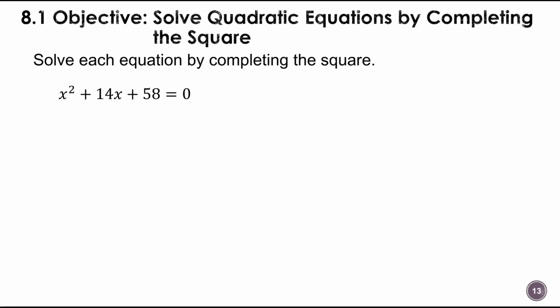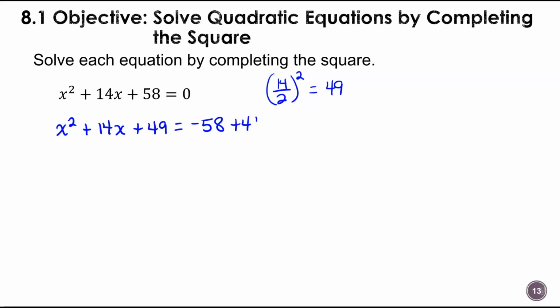Next, I'm going to isolate my variable terms on one side, and then we're going to take half of 14, which is 7, and when we square 7 we get 49, so we add 49 to both sides and write the left-hand side in factored form. On the right-hand side we just combine, right? We subtract, basically, well, however you want to look at this, a negative and a positive, so we're going to get -9.